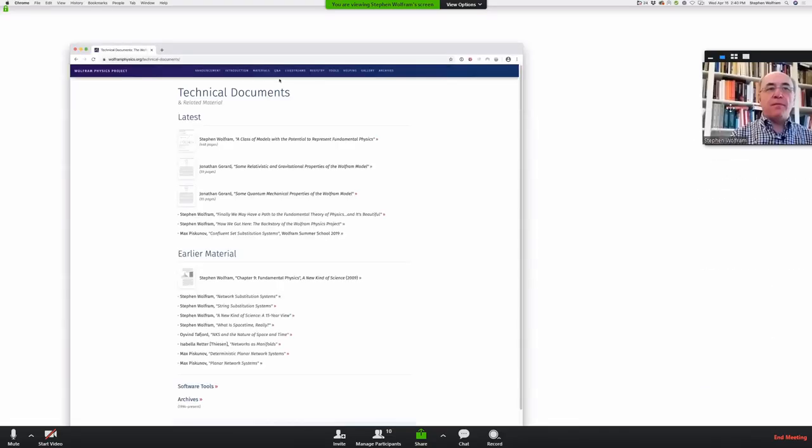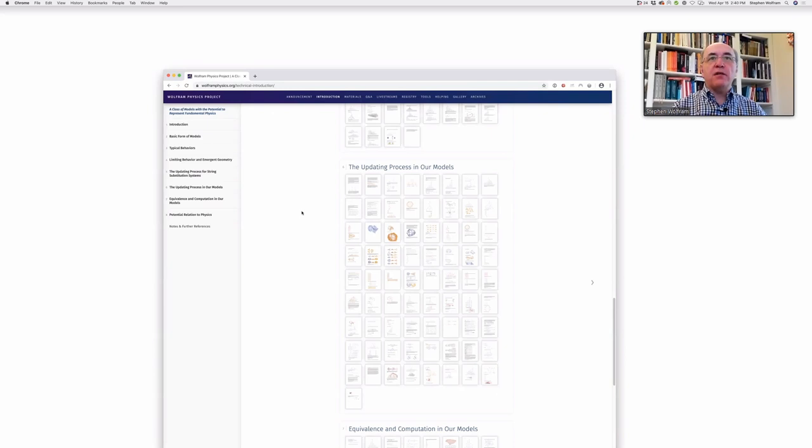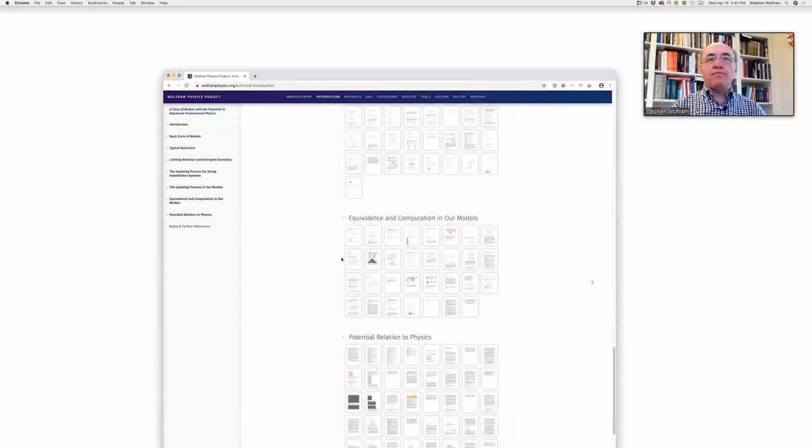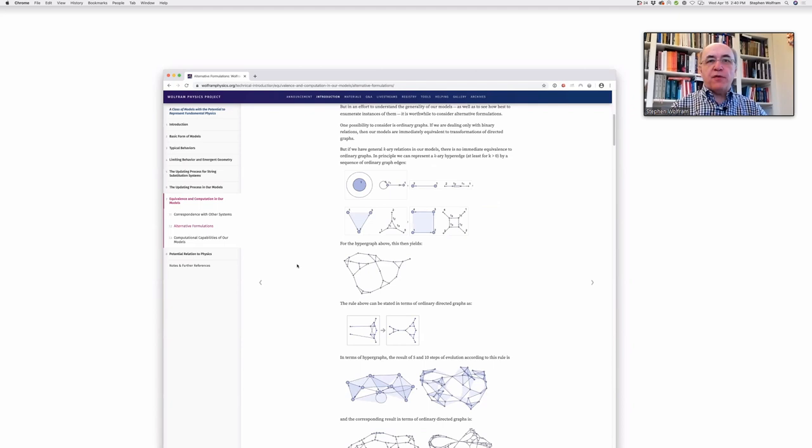So the equivalence between different kinds of graphs, yes, absolutely. Let's see if I can share the screen here. I tried to talk about that a bit in section 7 here, equivalence. First of all, we are often considering hypergraphs where there's a hyperedge that is a ternary hyperedge, for example, that we're representing like that. It's an ordered ternary hyperedge. But there are lots of different formulations that one can give of this.